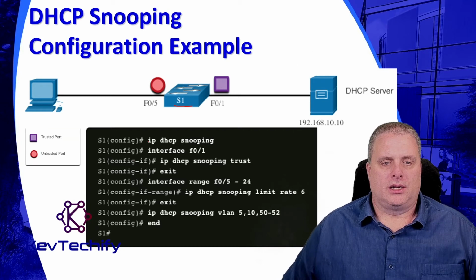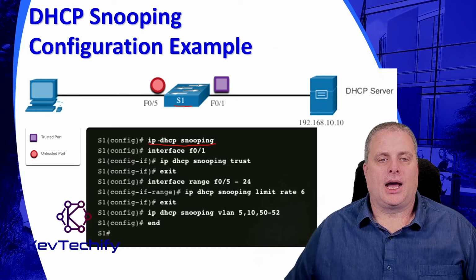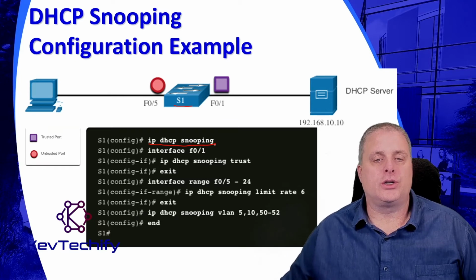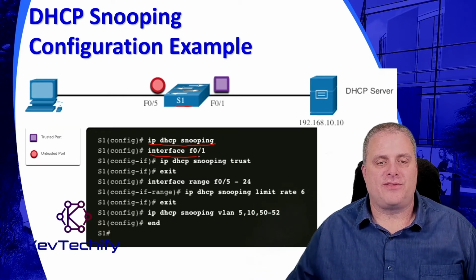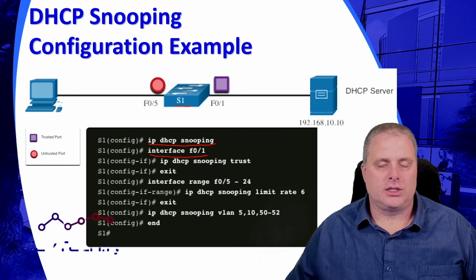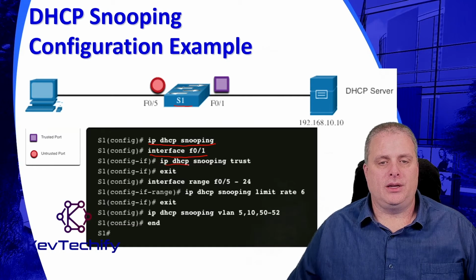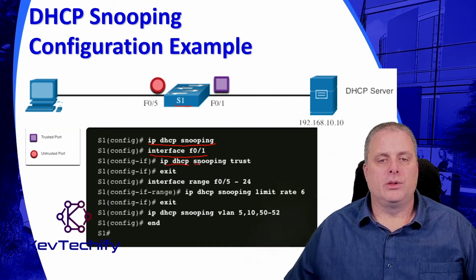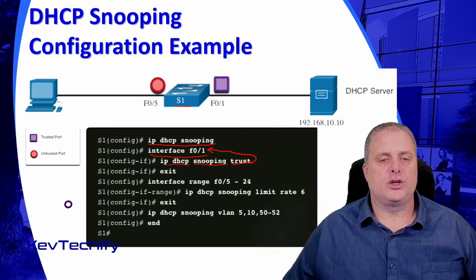The configuration here is ip dhcp snooping. We have to turn it on first. ip dhcp snooping turns it on. Then we go into the interface. Interface FastEthernet 0/1, that's the one connected to our DHCP server. We're going to say ip dhcp snooping trust. We are trusting this port we went into, this Fast Ethernet 0/1.